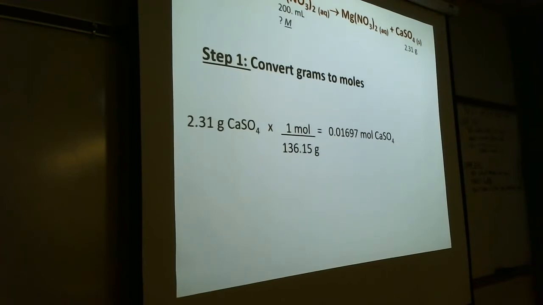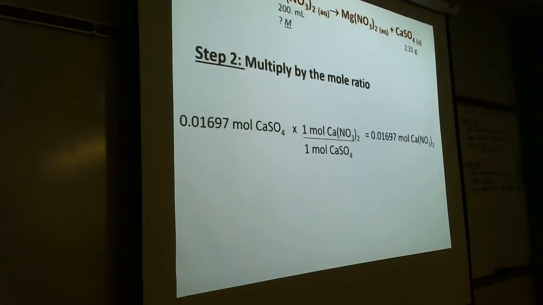Everybody good on step one? Converting grams to moles. Everyone good on why we're doing it this way? Does this make sense? Why we're doing it this way? Okay. Now we're going to multiply by the mole ratio.